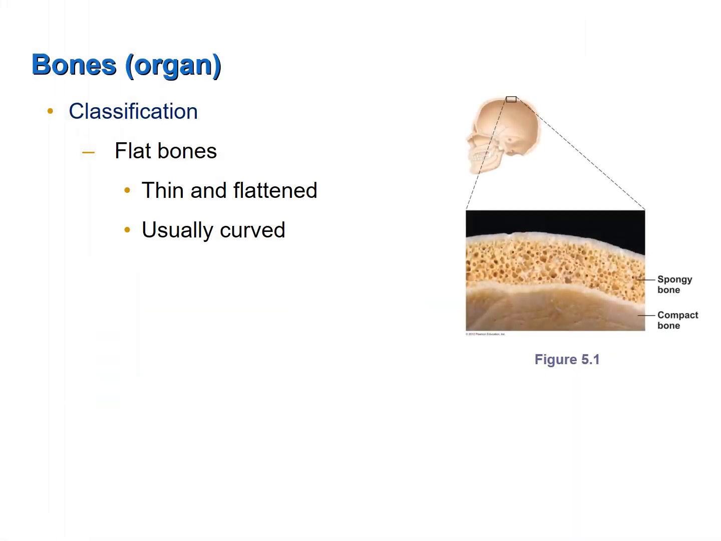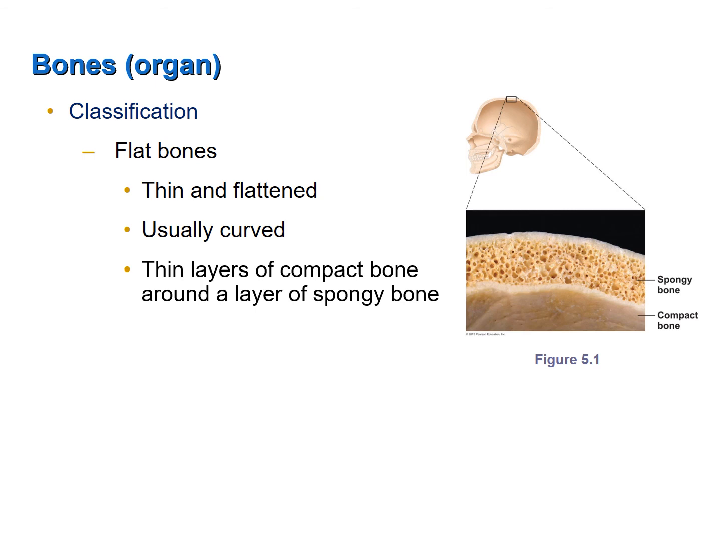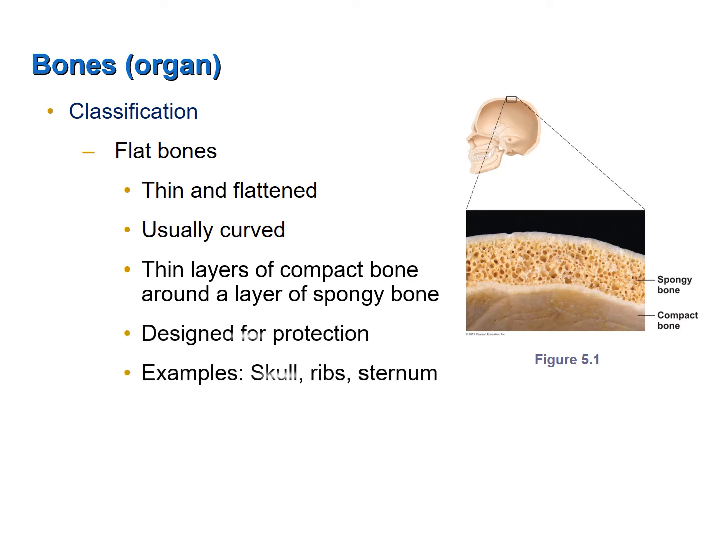Flat bones are thin and flattened. They are usually curved. They consist of a middle layer of spongy bone sandwiched between two outer thin layers of compact bone. And this arrangement is designed for protection.